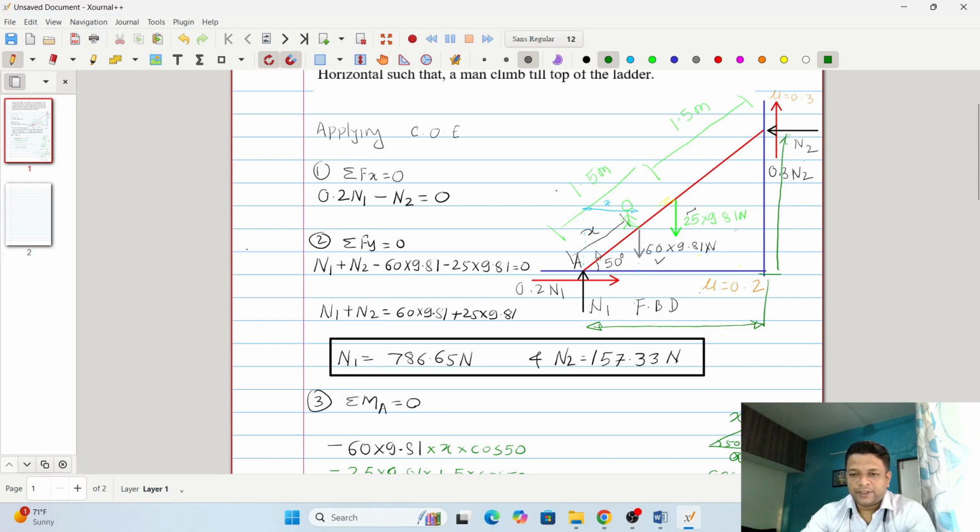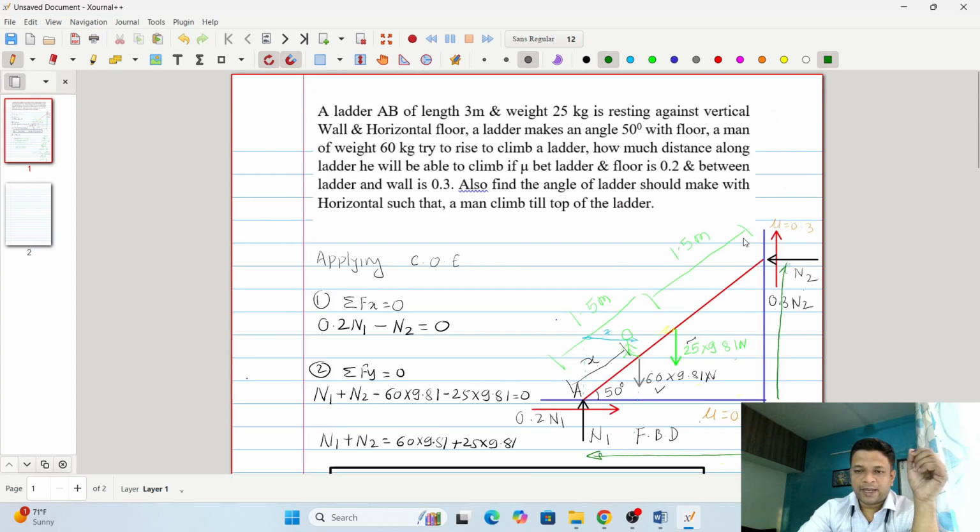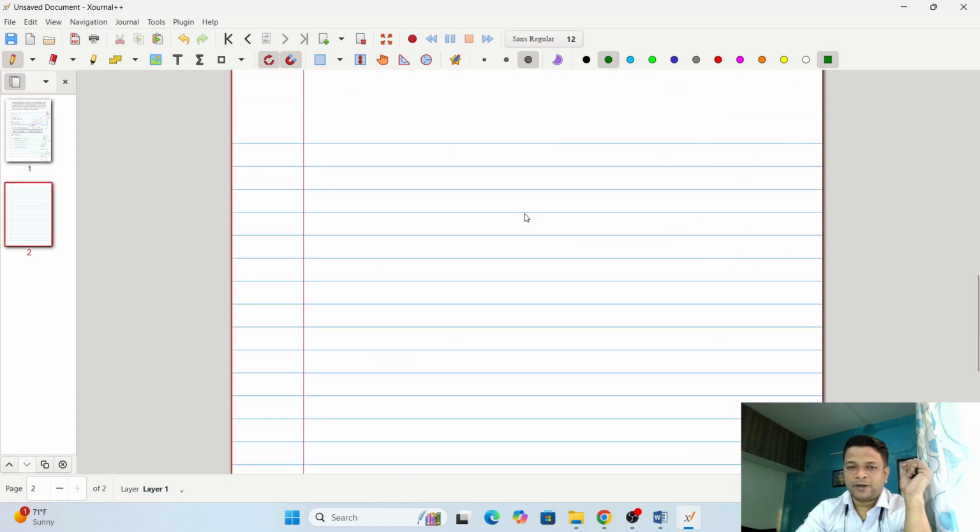Calculating the distance for this weight force and the weight force of the ladder becomes a little bit difficult, as the distances for N2 and 0.3 N2 are not given. That's why taking moment is a little bit difficult in ladder friction. They have also asked one more thing: what angle the ladder should make with the horizontal such that the man can climb till the top of the ladder. So this is the second part of this numerical.